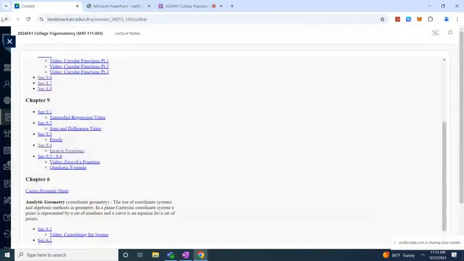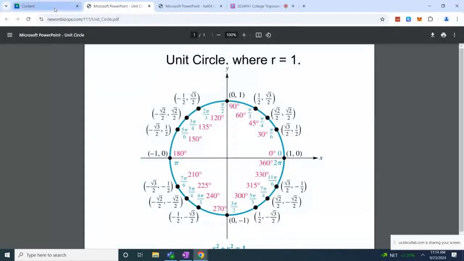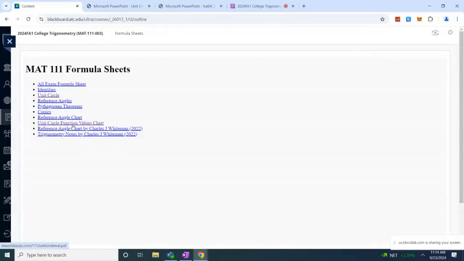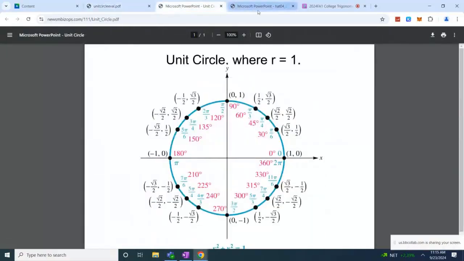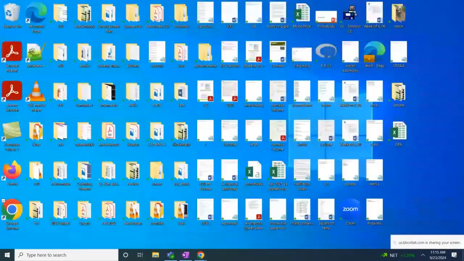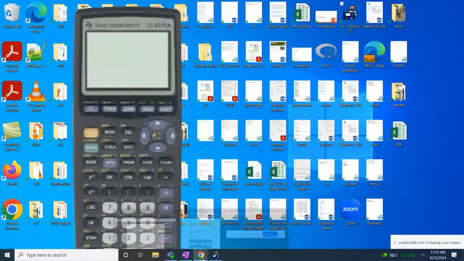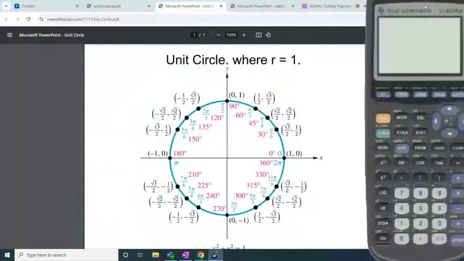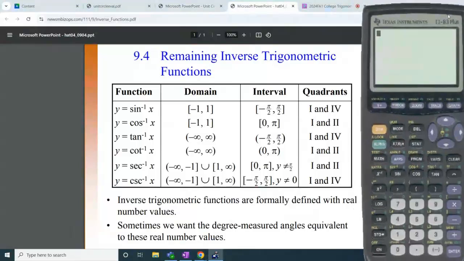I'm also going into the formula sheet section, and I'm going to pull up a unit circle and also the unit circle function values chart. Okay, so I'll be using these three documents. And we'll also be using a calculator, so I'm going to bring that up. All right, so as we begin, I'm going back to inverse trigonometric functions.